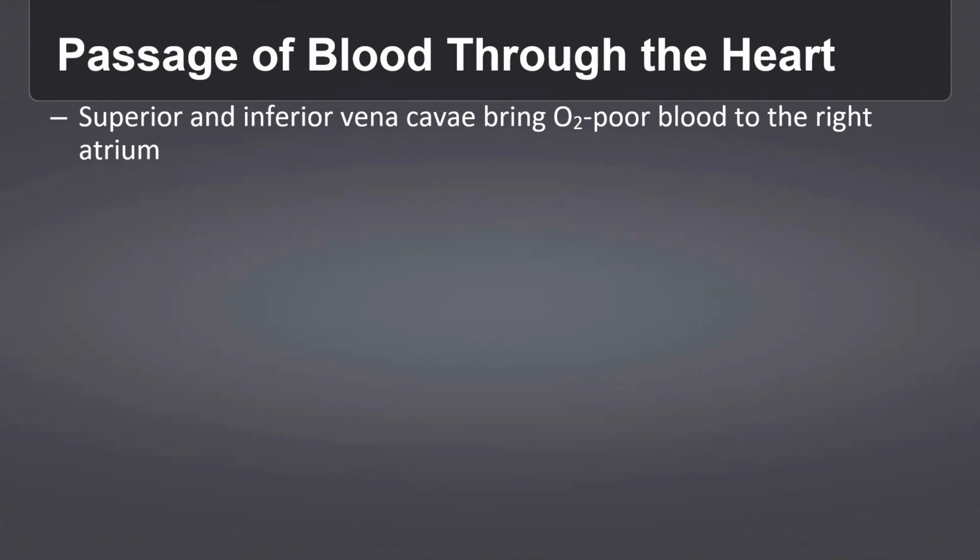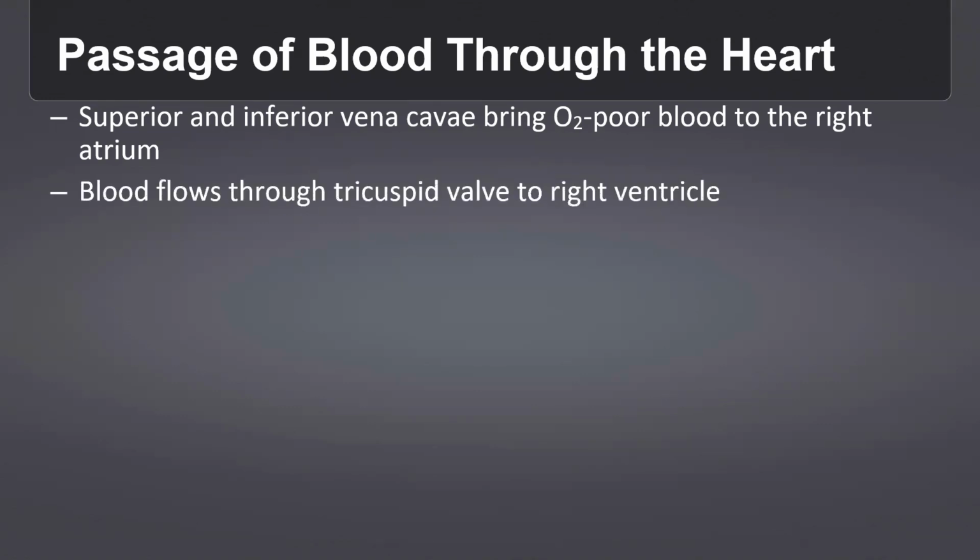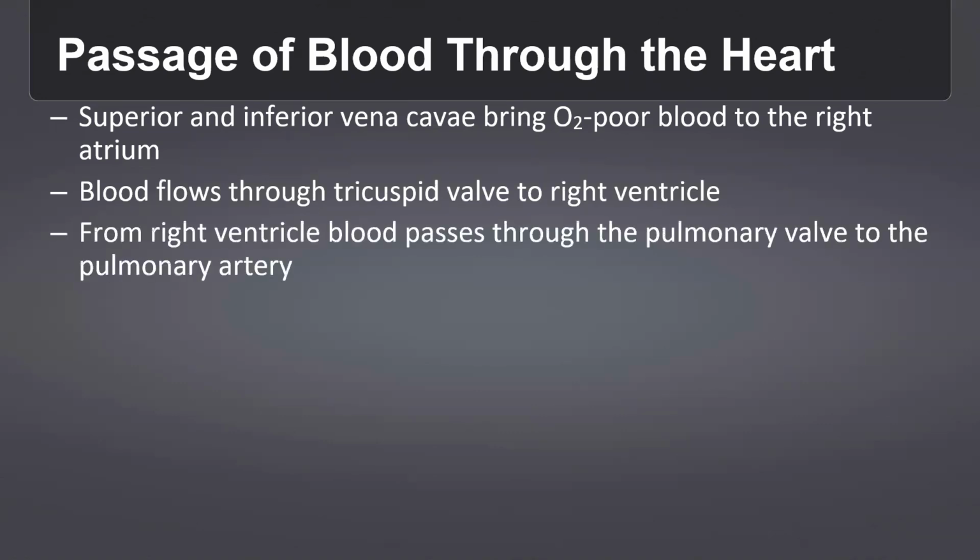Blood then flows through the tricuspid valve to the right ventricle. So make sure you identify the tricuspid valve as well as the right ventricle. From the right ventricle, blood passes through the pulmonary valve to the pulmonary artery. So the pulmonary artery is like sort of that pulmonary trunk I mentioned yesterday. I know you don't have colors there, but it's sort of just north of smack dab in the middle of the heart.